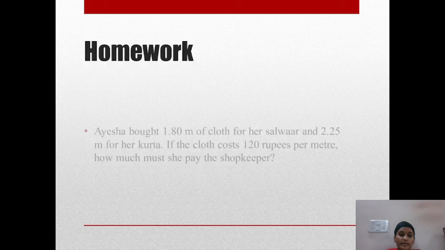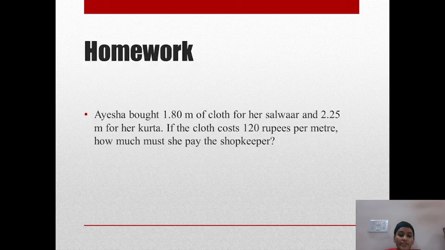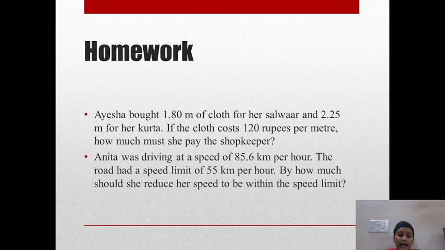And the last part is your homework. These are the two sums. Aisha bought 1.80 meters of cloth for her salwar and 2.25 meters for her kurta. If the cloth cost 120 rupees per meter, how much did she pay the shopkeeper? And the other is Anita was driving at a speed of 85.6 kilometers per hour. The road had a speed limit of 55 kilometers per hour. By how much should she reduce her speed to be within the speed limit? So these are your two homework questions.